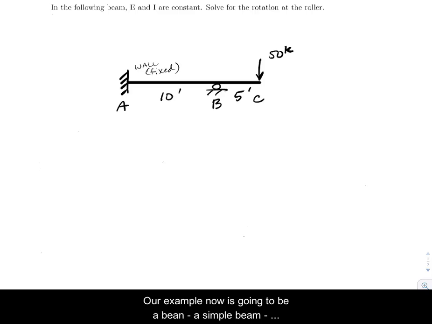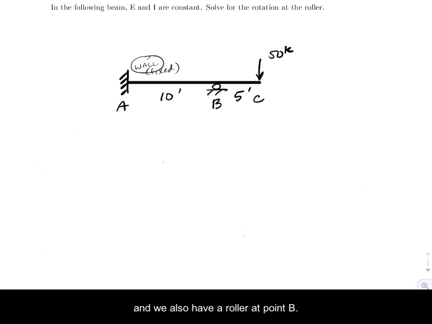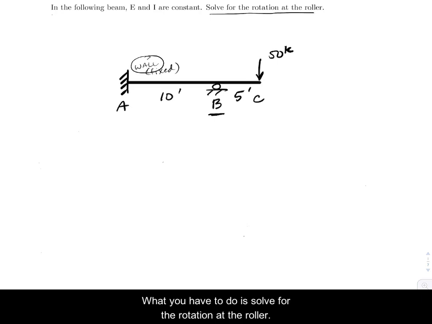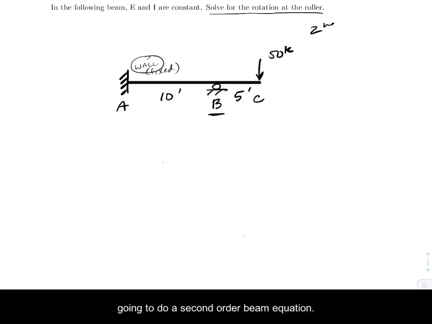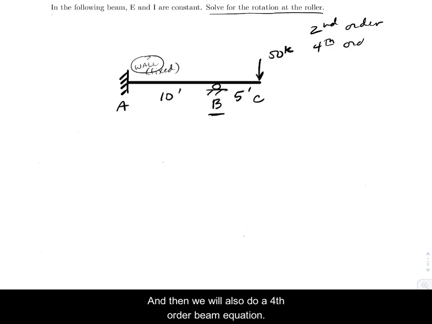Our example is now going to be a beam, a simple beam. We have one element. On the left end, we have a wall, and we also have a roller at point B. What you're asked to do is solve for the rotation at the roller, and E and I are constant. So we're going to do a second order beam equation, and then we will also do a fourth order beam equation.